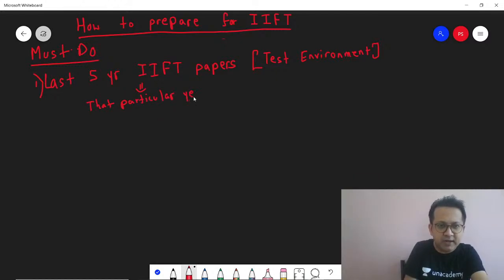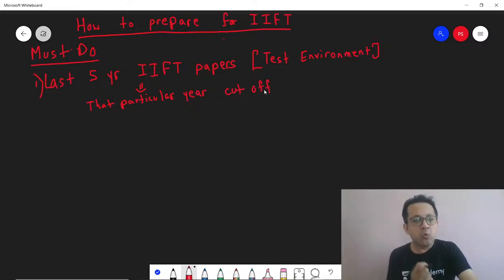Okay, that particular year cutoff. Accordingly, you will know that after you give the paper, whether you clear the cutoff or not. That is very important. Very, very important. When I say cutoff, I don't just mean the overall cutoff, I also mean sectional cutoffs. It's not about being able to solve 100% of the paper, but being able to clear the cutoffs.